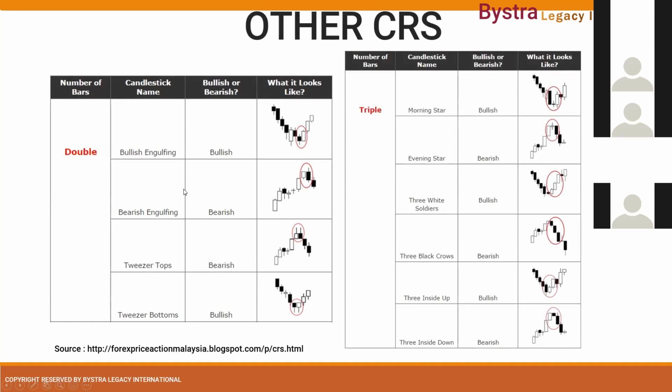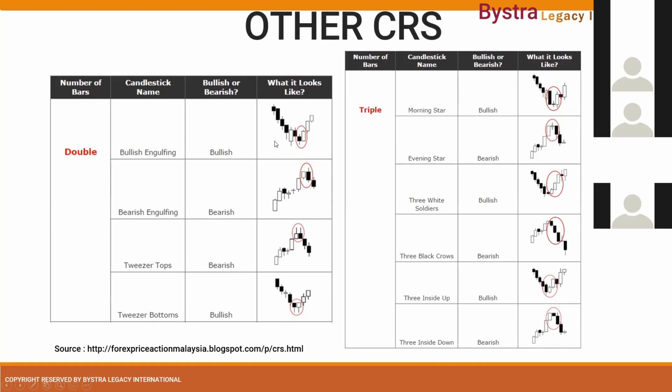The very common ones we always hear are the pin bar, three black crows, three white soldiers, morning star, evening star, or whatever it is. There are a lot. So these are some of the CRS, the candlestick reversal signals, that we can identify.